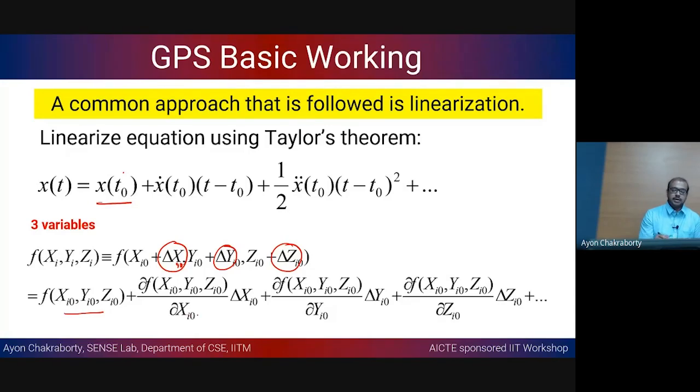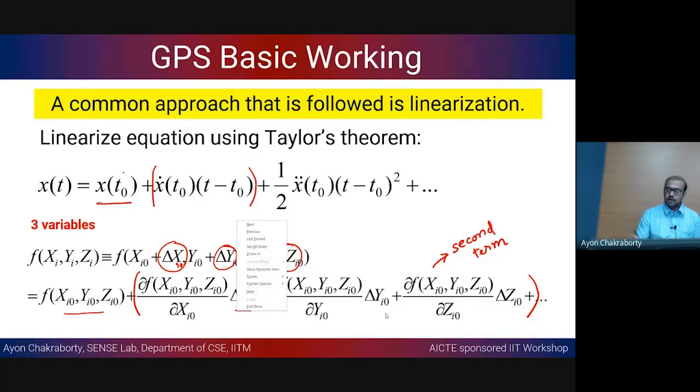For this xi naught, yi naught, zi naught, this is the x of t naught plus, then you basically do a differential with respect to x, y and z, because you have these three variables now. We have to have these partial differentials, and that all represents the second term. This entire thing represents the second term, x dot of t naught multiplied by t minus t naught. In our case, t minus t naught is basically the delta terms: delta x i naught, delta y i naught and delta z i naught, and this is ddx of this function, so this will be a partial derivative.